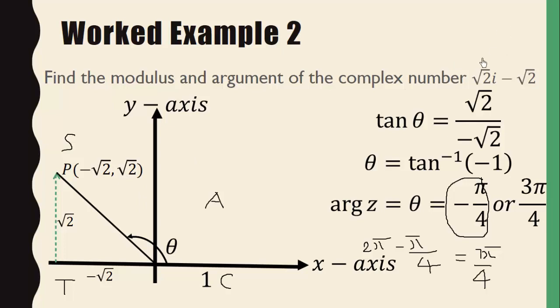So you need to be very careful when it is negative or positive. You should know where it lies. So our answer is 3 pi over 4.